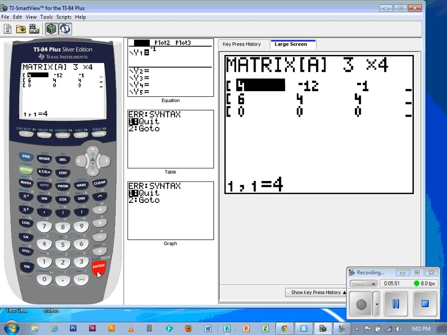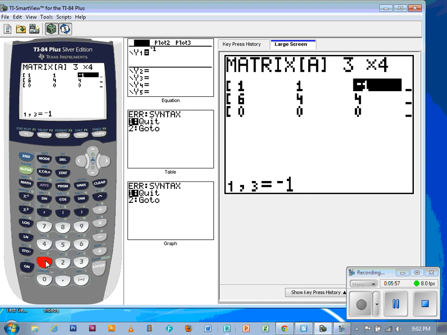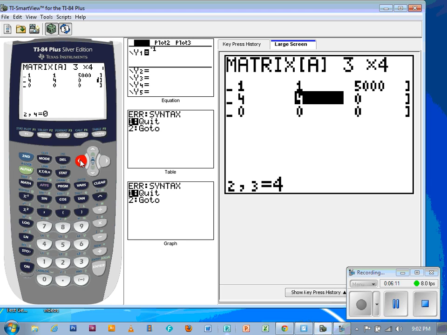And then it's a matter of entering the data. So we got 1, 1, 1. Notice it goes off the screen on your calculator, but that's okay. Just continue with your arrows. We got 5,000 for our last number in row 1. And then we use our arrows to move around. Now we're going to go back over here.